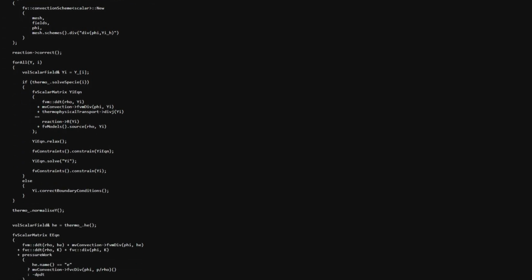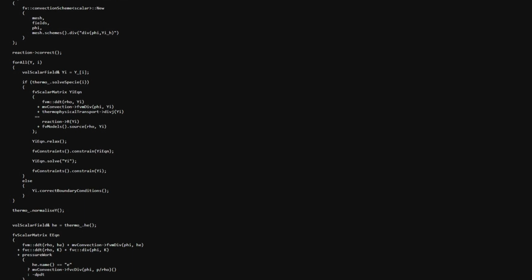Next, we have part 2. This is the main event for species transport, so to speak. The code loops through every single species and solves its transport equation individually. The code starts to loop for every species. The if statement is a simple check. Are we actively solving for this species? Usually yes, but you could freeze a species for certain simulations.